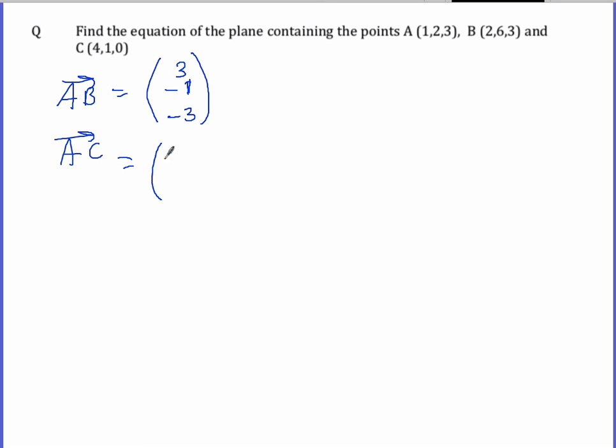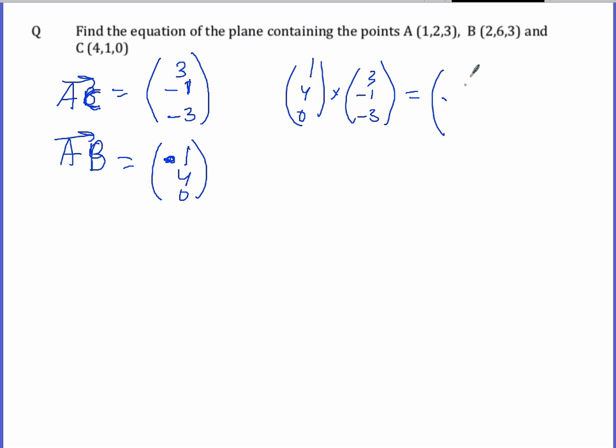We get 1. Oh, I got these backwards, sorry. This is AC, and this is AB, which is B minus A. We get 1, 4, 0. Okay, so those are two direction vectors on the plane. We do the cross product to get a normal. So 1, 4, 0 cross 3, negative 1, negative 3.